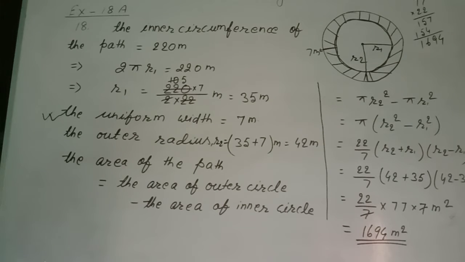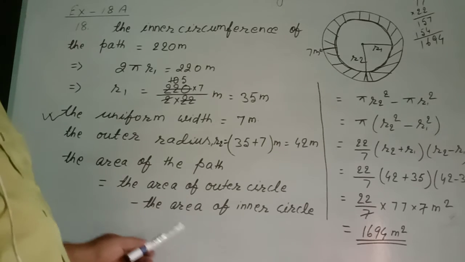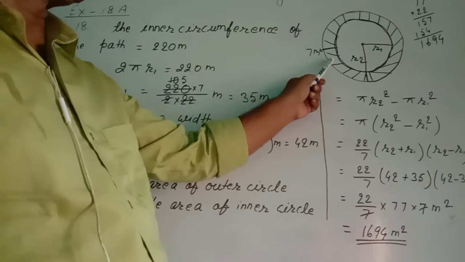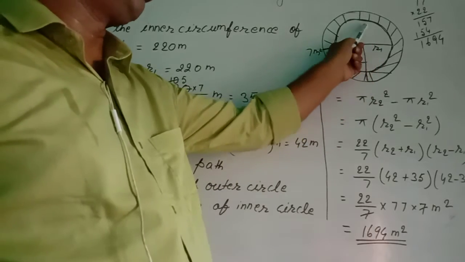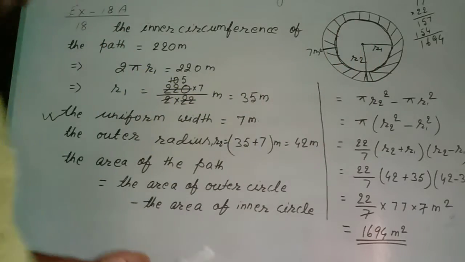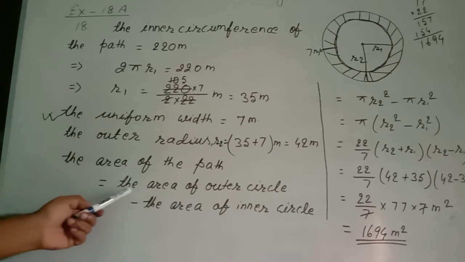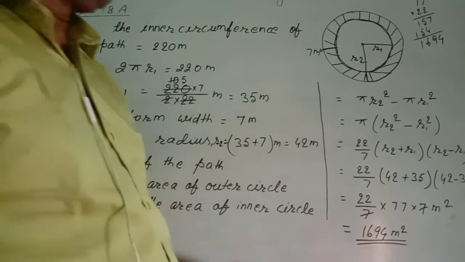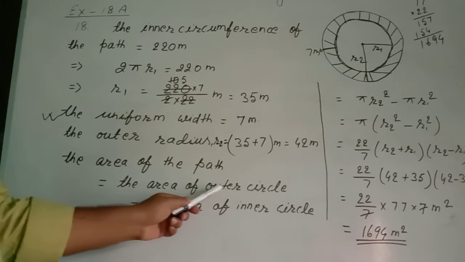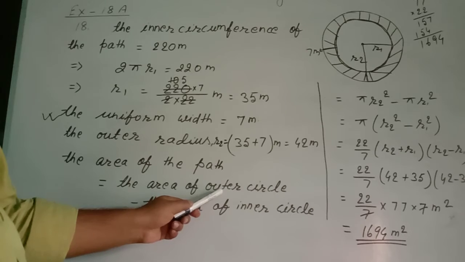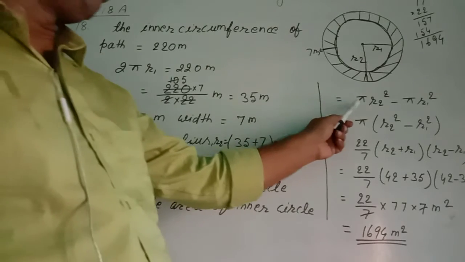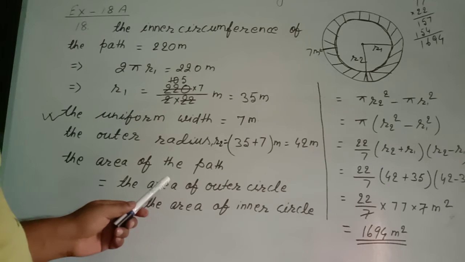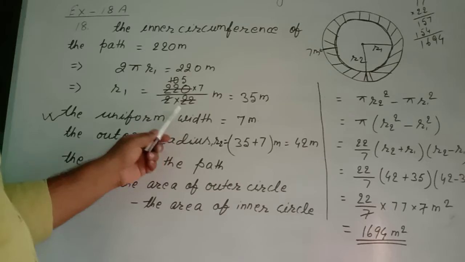Now the area of the path equals the area of the outer circle minus the area of the inner circle. To know the area of the path, we will subtract the area of the inner circle from the area of the outer circle. Now come to this portion. The area of the outer circle, for that the radius is R2. So I wrote pi R2 square minus the area of the inner circle, whose radius is R1.